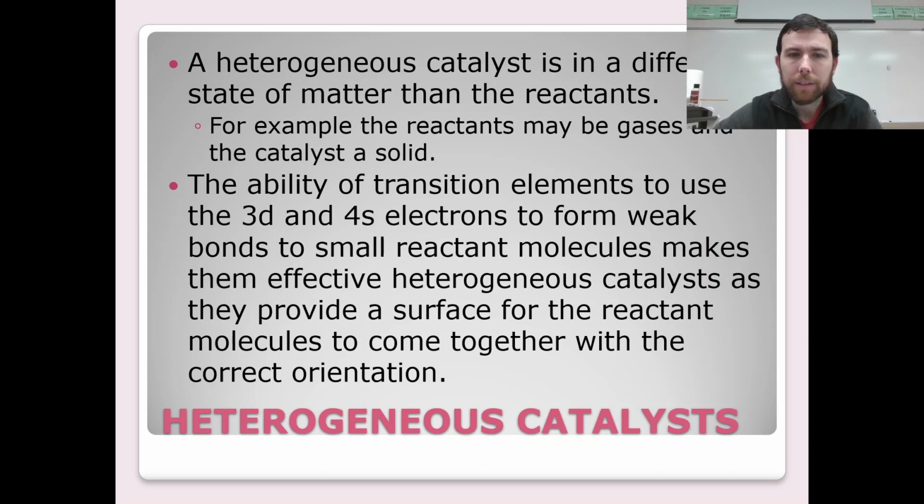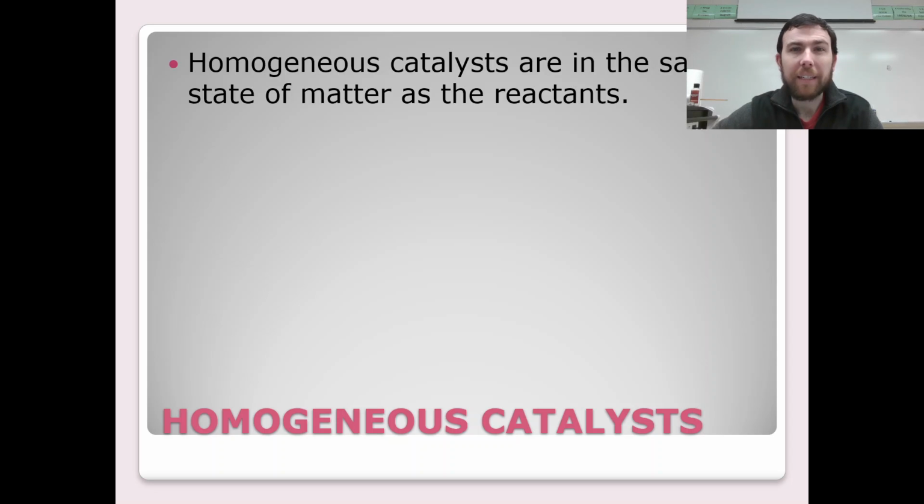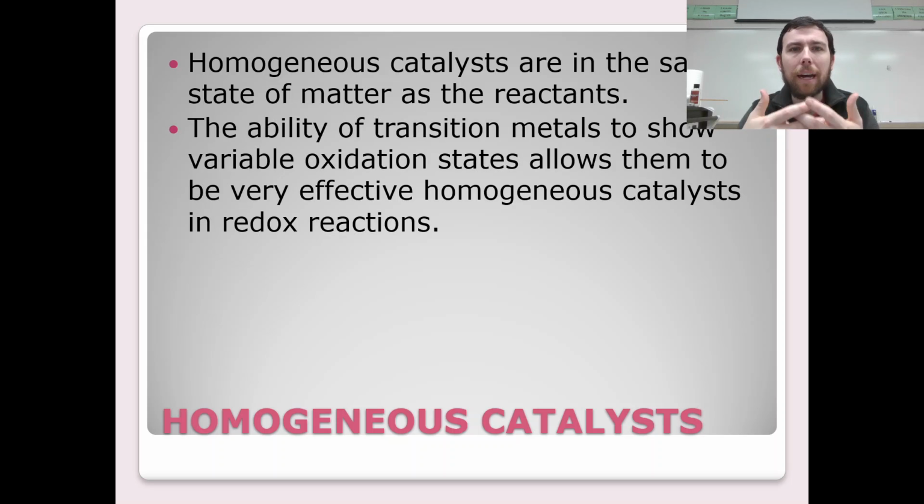Now, the other type of catalyst is homogeneous catalysts. And so homogeneous catalysts are going to be catalysts that have the same state of matter as the reactants that are reacting. And this is going to be most common in reactions that are involving solutions. So the ability of transition metals to show variable oxidation states allows them to be very effective homogeneous catalysts, specifically in aqueous solutions, specifically in redox reactions, right? So in reactions where there's a transfer of electrons that is taking place.